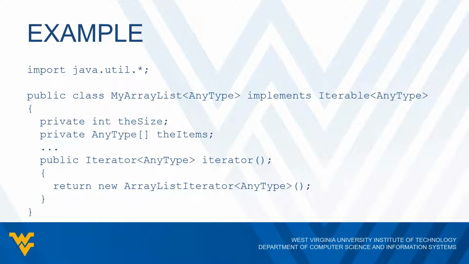To see how an inner class works, we're going to take a look at a portion of myArrayList. So here is our code. We're importing the java.util package. We have public class myArrayList<AnyType> implements Iterable<AnyType>. We have the size and the array of items, and we'll have a whole bunch of stuff in there. And then we have our iterator method where we are creating a new object of the ArrayList iterator class. So this line right here is going to create a new object of the ArrayList iterator class, and we're going to return the address of that object.